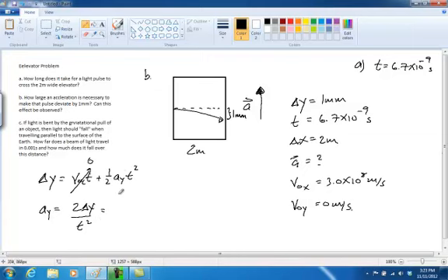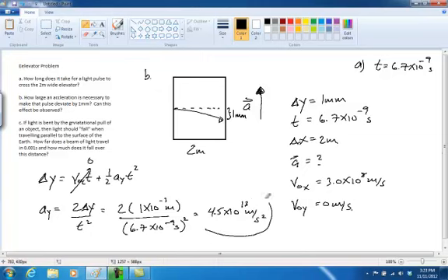Making our substitutions, we know that the delta y is 1 millimeter, or 1 times 10 to the negative 3rd meters, divided by our time squared, which is 6.7 times 10 to the negative 9 seconds, quantity squared. And again, we plug this into our handy calculator, and we get a value of 4.5 times 10 to the 13 meters per second squared. This is a huge acceleration.